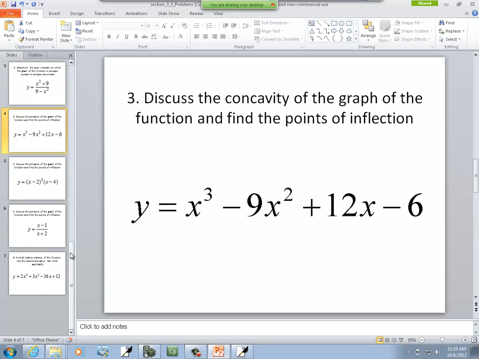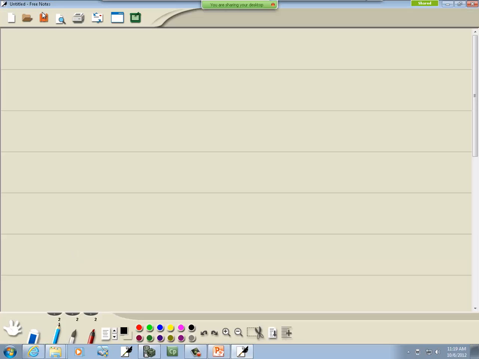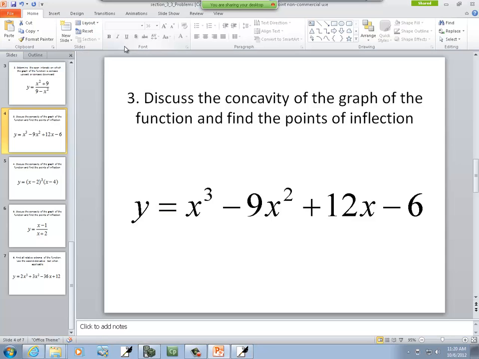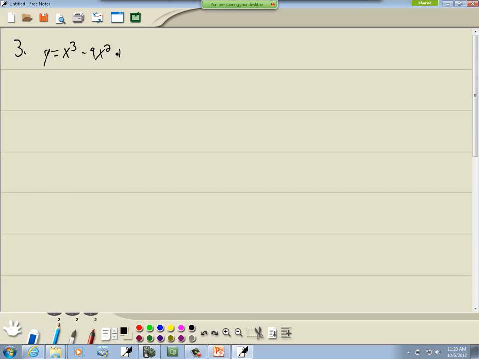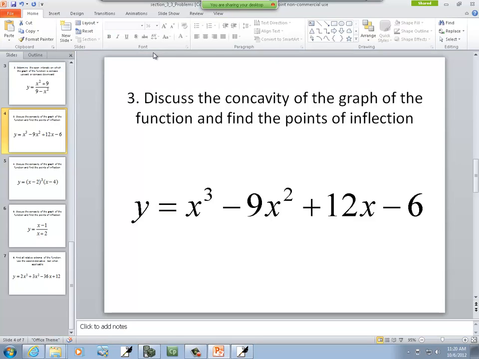Now this third example says discuss the concavity and find the points of inflection. So let's take a look at that. We've got y is equal to x to the third minus 9x squared plus 12x minus 6.